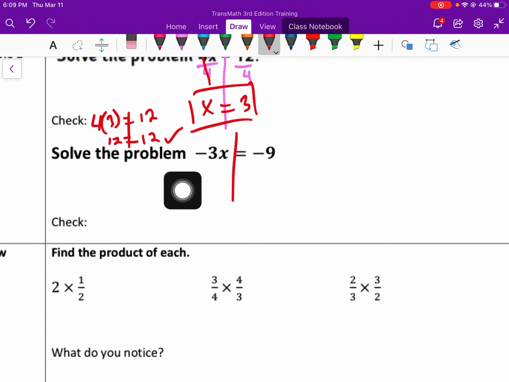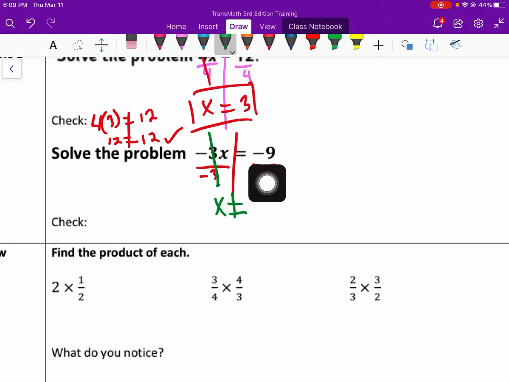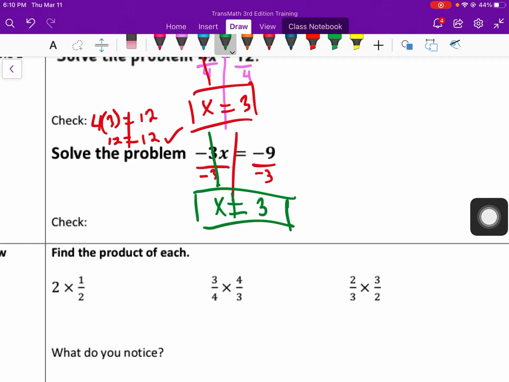So we're going to want to divide by -3 on both sides. And on the left, that will simplify to just x. And on the right, when we have a negative divided by a negative, it is now positive. And 9 divided by 3 is 3. And so let's check that then. -3 times 3 equals -9. -3 times 3 will be negative because the signs are different, and 3 times 3 is 9. So that's true. That is how we balance the equation.